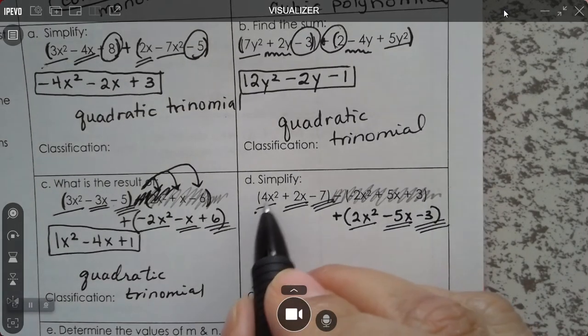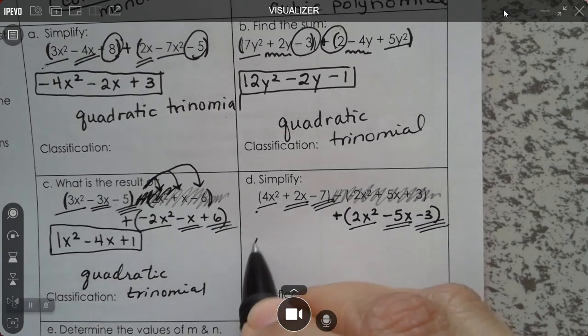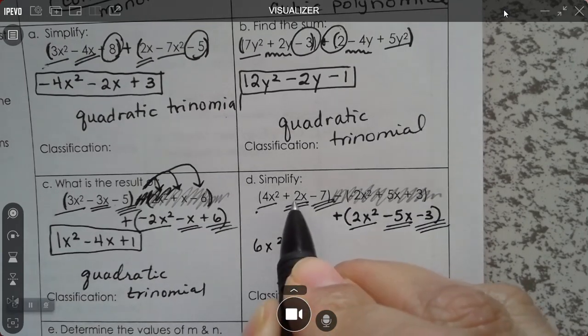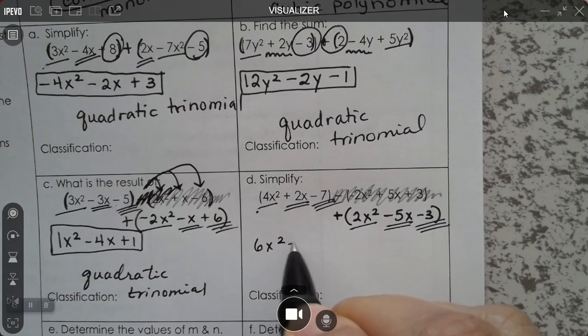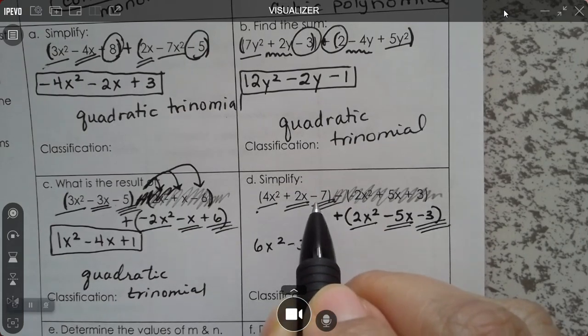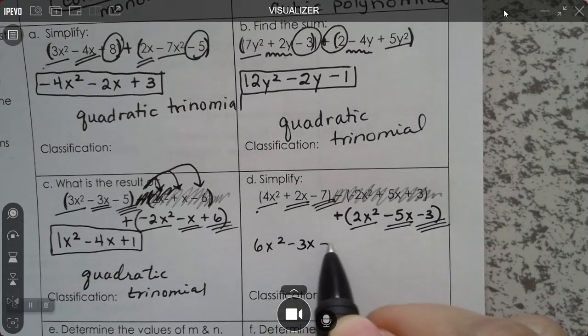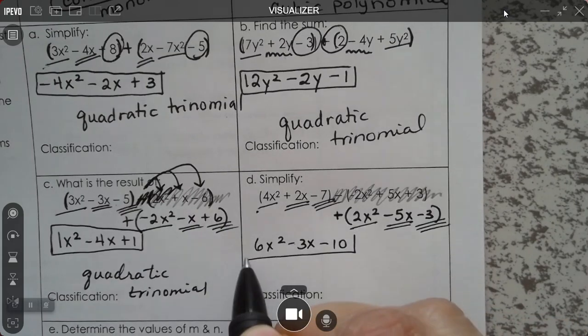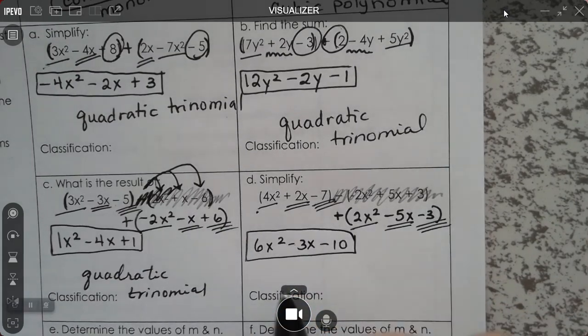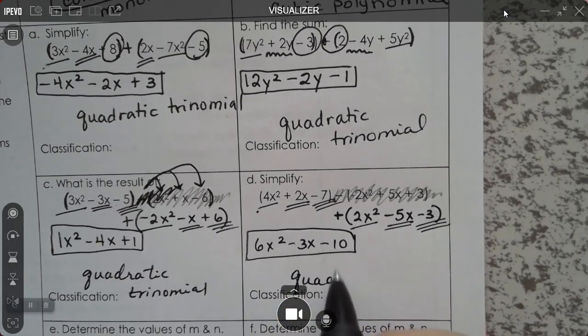All right, here we go. 4 add 2 is 6x squared. 2 add negative 5 is negative 3x. And negative 7 add negative 3 should be negative 10. And yeah, quadratic trinomial.